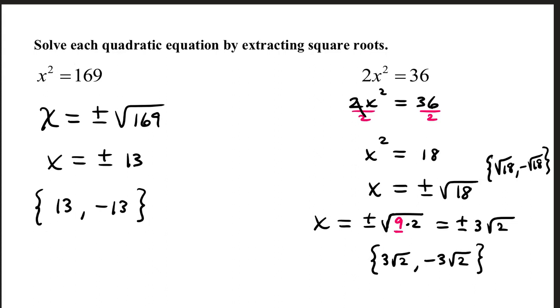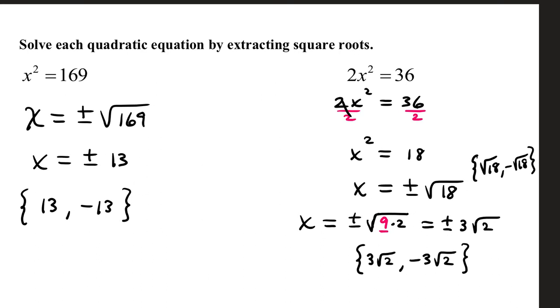If your equation is close to being in the right format, but it's not quite there, like for example in this one, if we divide both sides by 2, we get x squared equals 18. Now it's in the proper format to extract square roots. Take the square root of both sides. Don't forget the positive, negative. The plus minus is also to preserve the fact that there are two solutions. Positive and negative square root of 18 are the solutions to this equation.